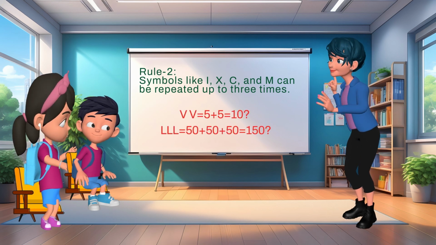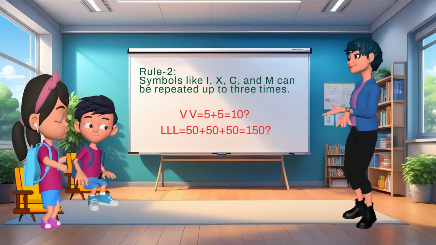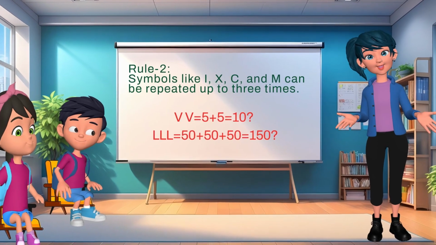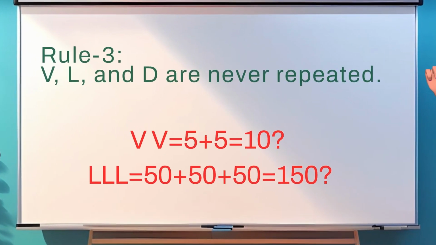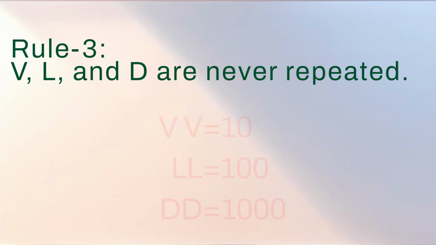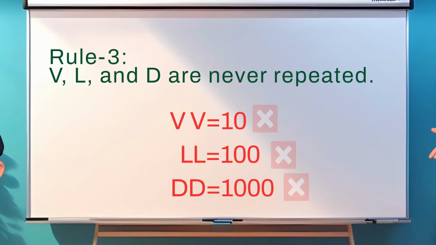Can we write VV for 10 and LLL for 150? Excellent question. We can't do that. Let's see Rule 3. It says that V, L, and D are never repeated. Therefore, VV equals 10, LL equals 100, DD equals 1000 are not true.